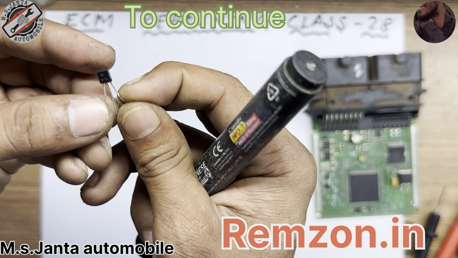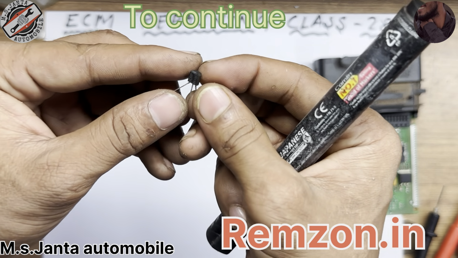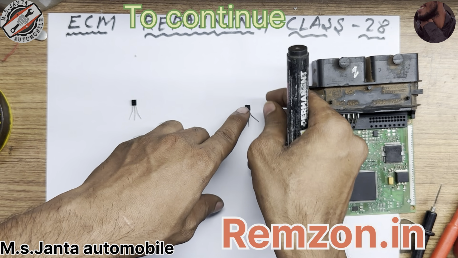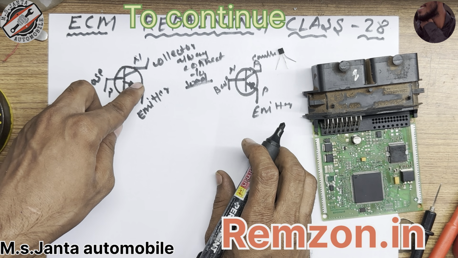Our number is 547B, as you see here, and this is BC 557. This is the PNP transistor and this is the NPN transistor. Why do we use the transistor?